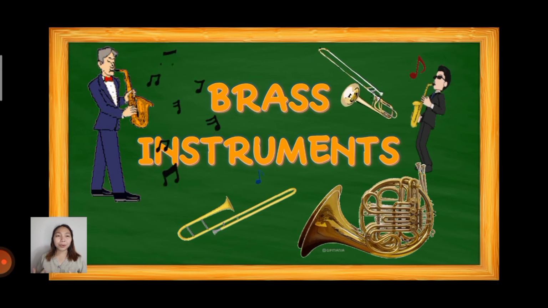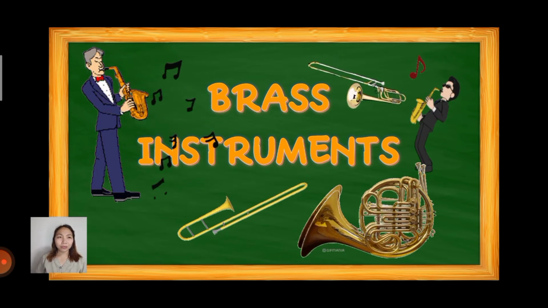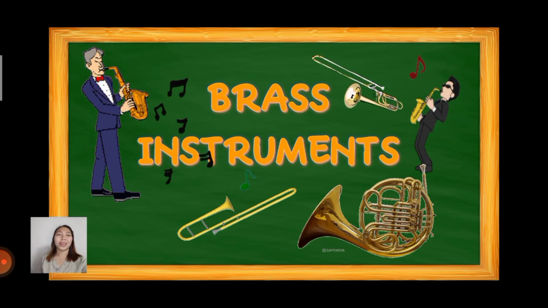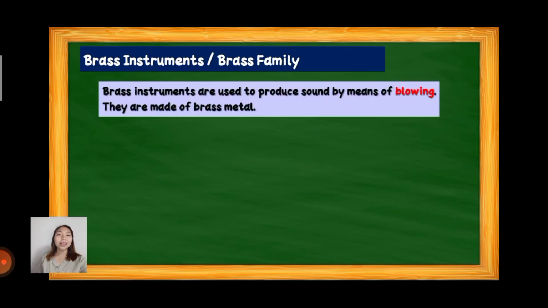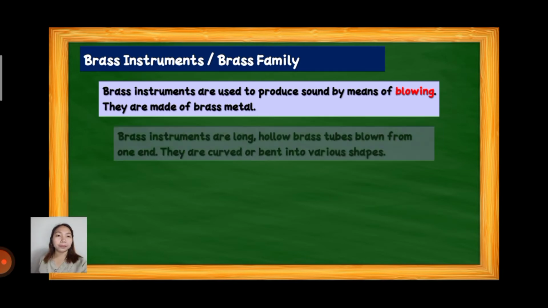So, unsa nang brass instrument? Okay, mura mo nagpareha sa kuan, ma'am. Okay. Brass instruments are used to produce sounds by means of blowing gihapon. They are made of brass metals. So, ang ganiha, i-blow gihapon to nato karon i-blowing po gihapon nato. Nagamit gihapon sa ato ang i-blow diha.